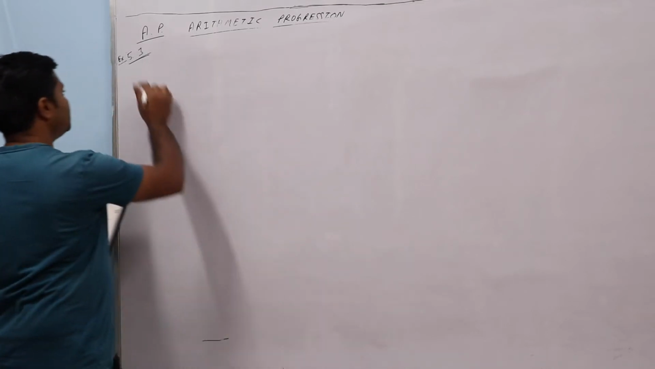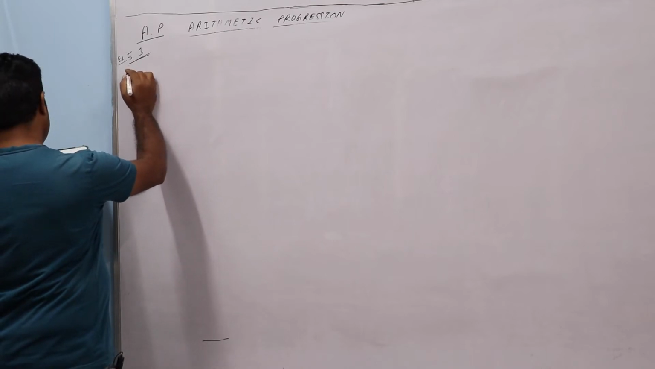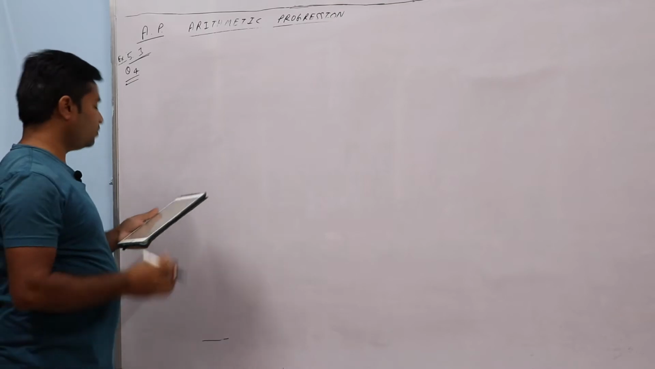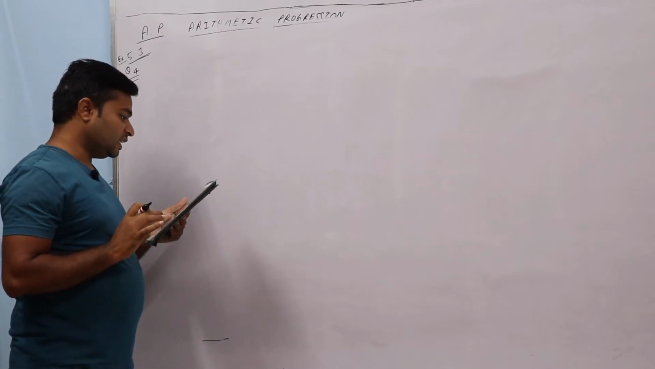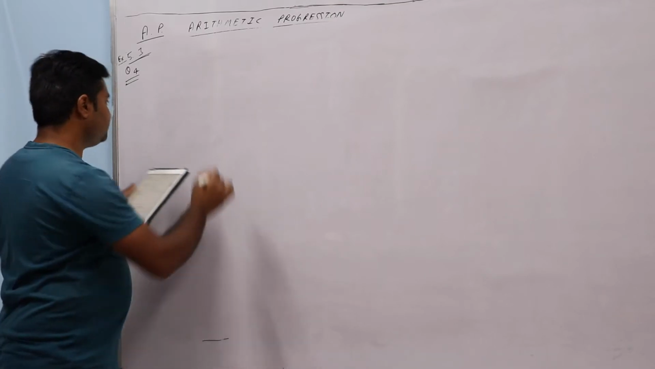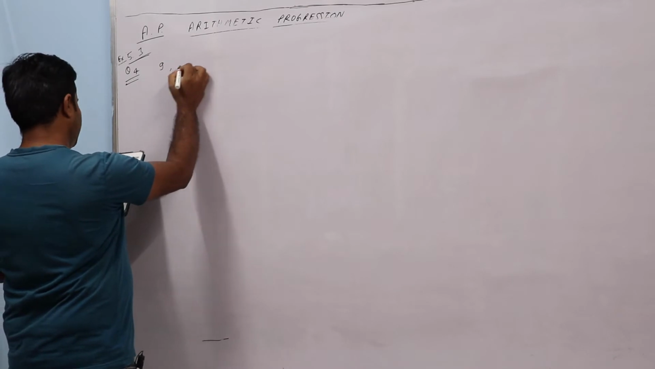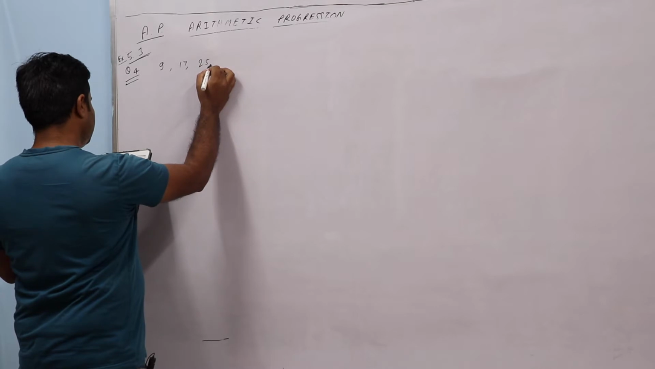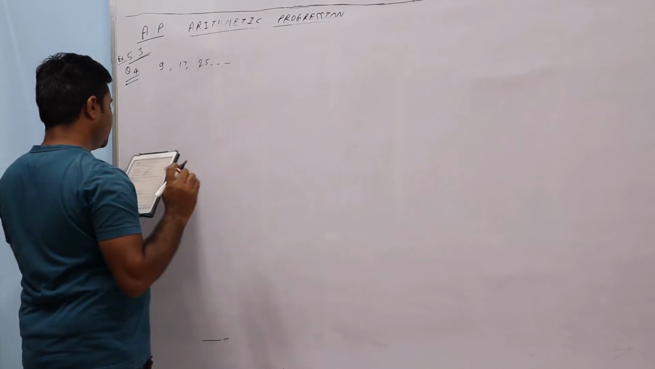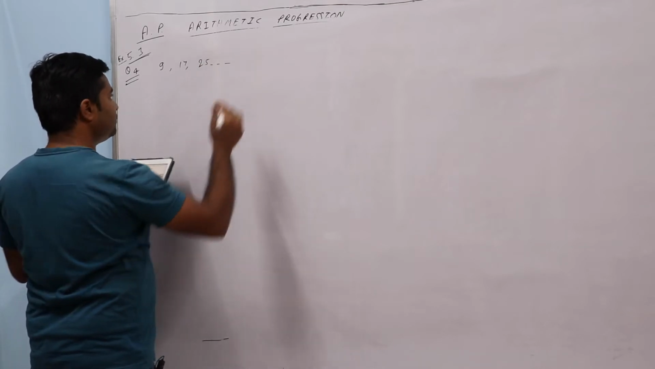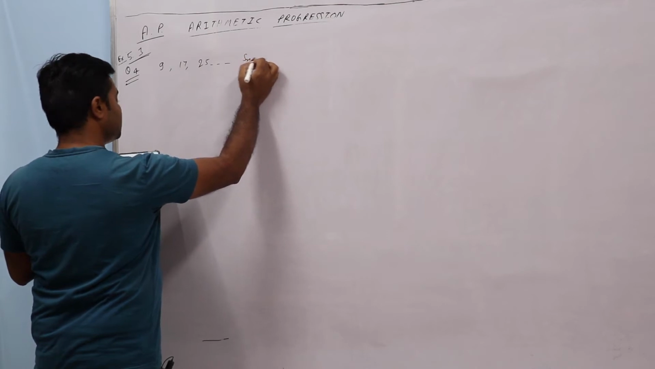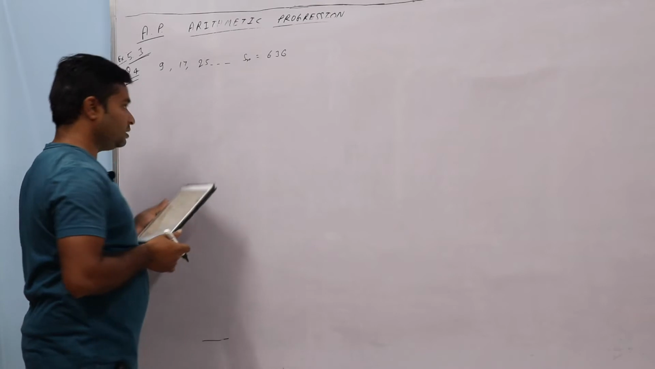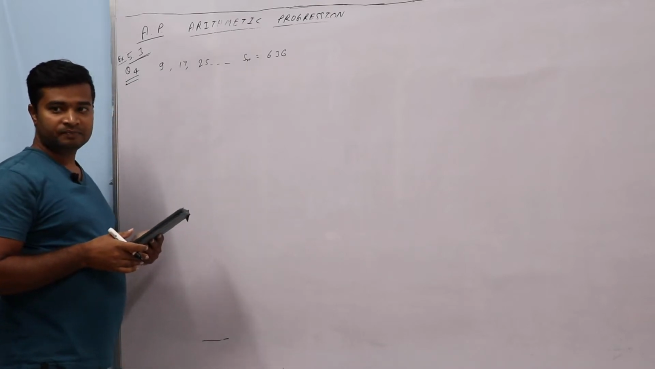Question number 4, Exercise 5.3. Same question: how many terms of the AP 9, 17, 25, ... must be taken to give a sum of 636? It says the sum is 636.